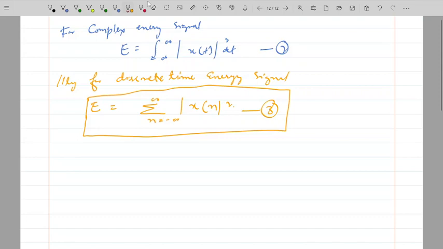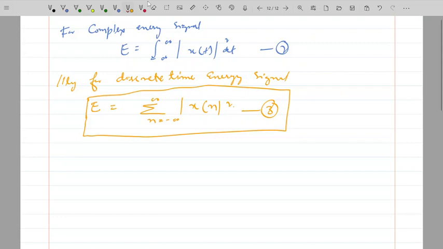So for the energy to be finite, the signal amplitude, that is x of t, or for the discrete time energy signal x of n, must go to 0 as the time t goes to infinity. Otherwise the integral in the previous equation, the first or second equation, will not converge.